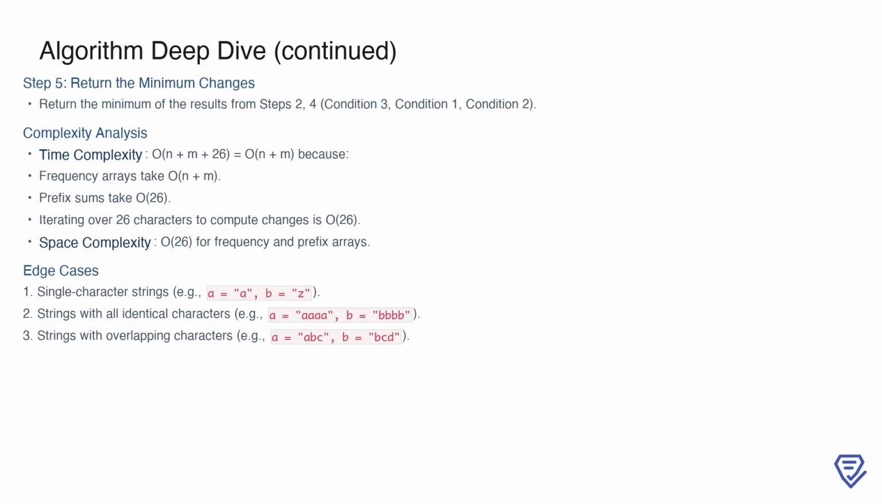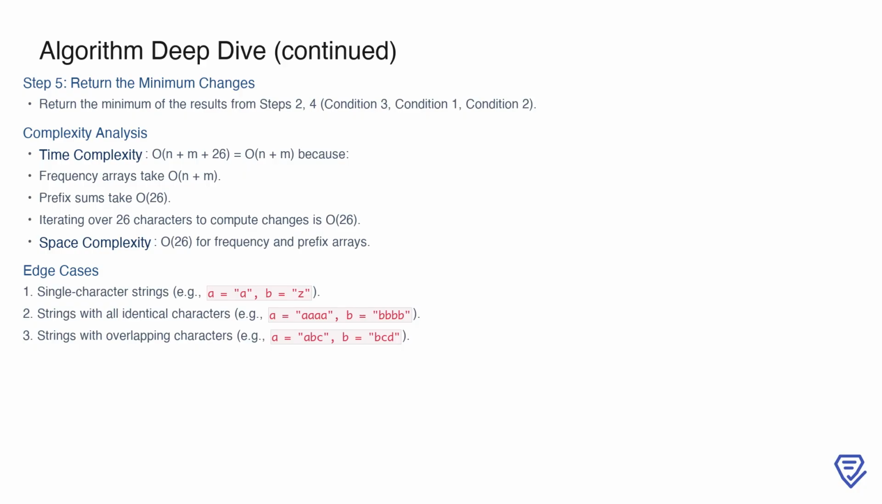Finally, we return the minimum number of changes across all three conditions. This involves comparing the results from the calculations for conditions 1, 2, and 3. In terms of complexity, the solution is highly efficient. The time complexity is O(n + m + 26), which simplifies to O(n + m), since iterating over the 26 possible characters is constant.